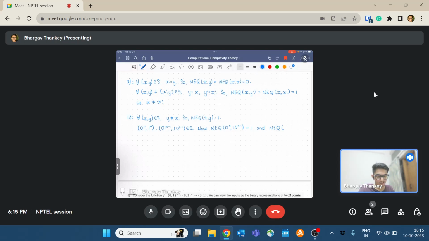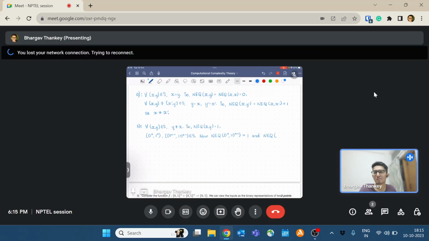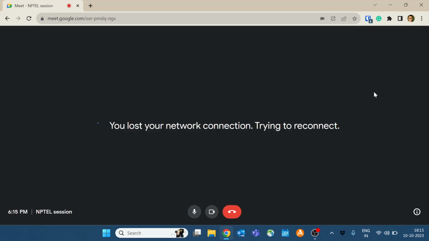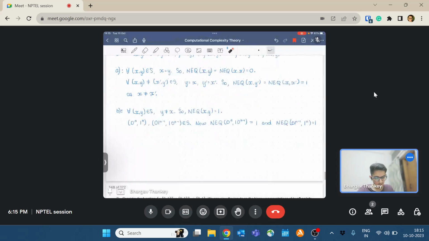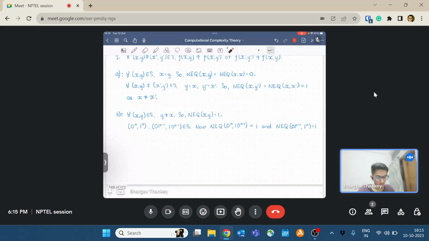And what the condition tells us is that at least one of these should be equal to 0, but that is not satisfied. So B is not a Fooling set.